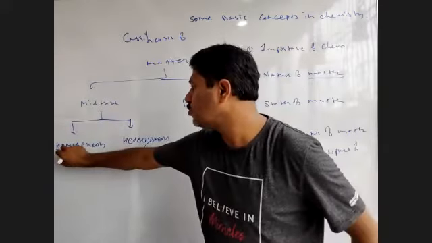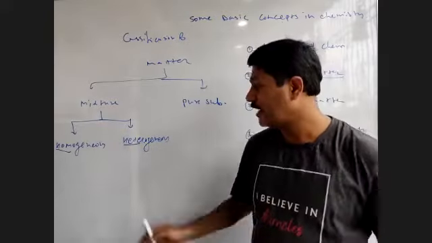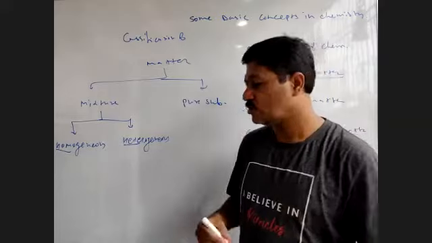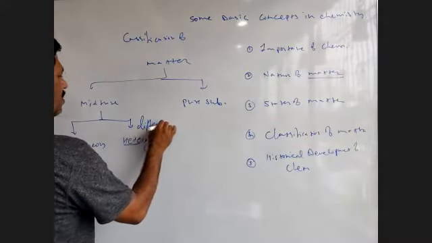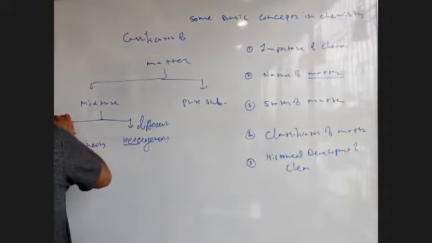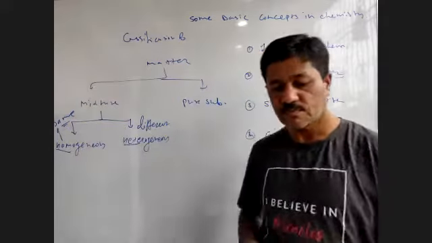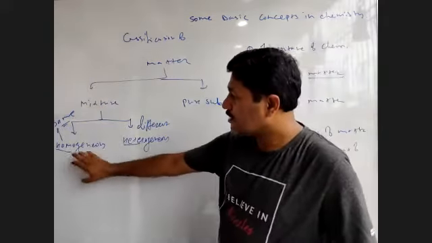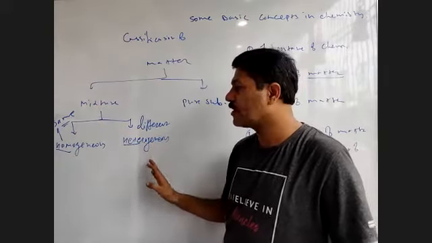The important words are homo and hetero. Homo का मतलब है similar, same, and hetero का मतलब है different. So hetero meaning different, and homo means the same. When we talk about this mixture, it is either a homogeneous mixture, or we will be having a heterogeneous mixture.